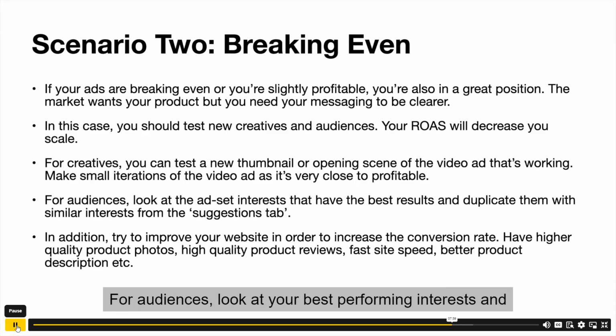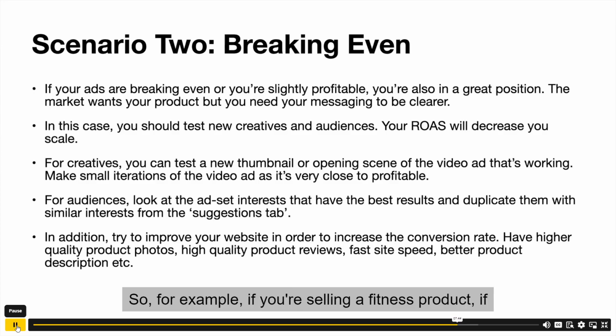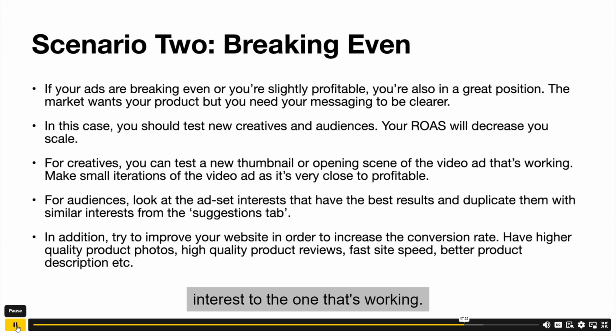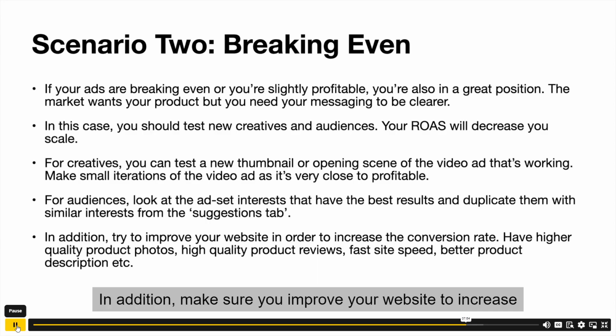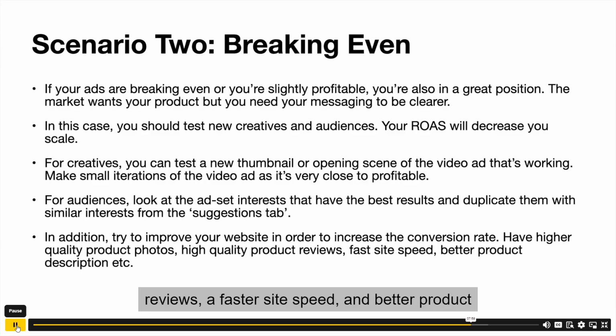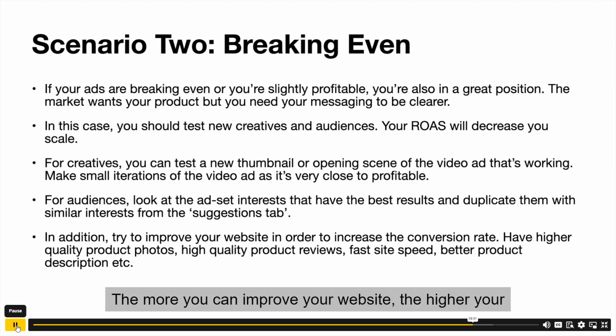For audiences, look at your best performing interests and duplicate them with similar interests from the suggestions tab. So, for example, if you're selling a fitness product, if Nike is working, try targeting Adidas, a very similar interest to the one that's working. In addition, make sure you improve your website to increase the conversion rate. Make sure you have higher quality product images, product reviews, a faster site speed, and better product description. The more you can improve your website, the higher your conversion rate will be, which will reduce your cost per purchase.